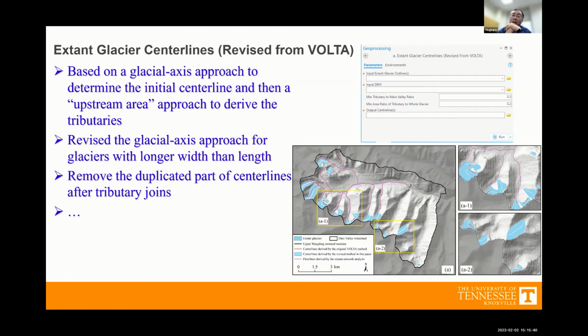In that case, it's just derived from the highest point to the lowest point. I also revised some other parts. This figure is probably not clear, but it indicates some center lines generated. I think the white color indicates my revised code. So you can see this small glacier is actually okay here. But the red line is the center line generated by the original method. You can see this is not a reasonable center line.